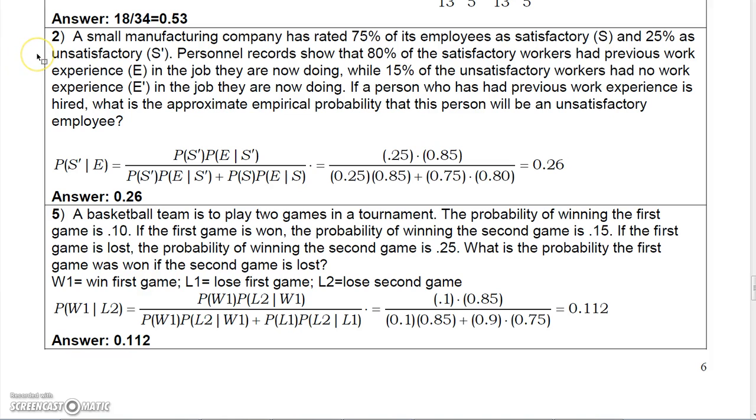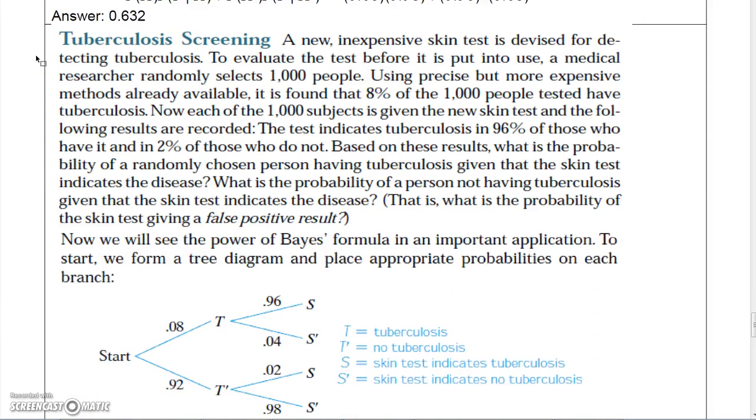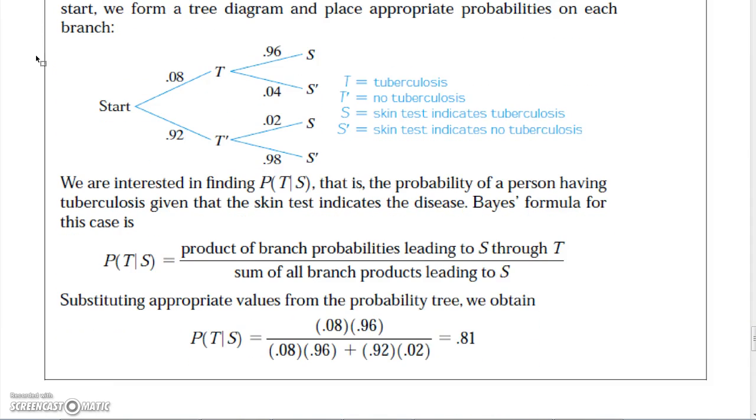I'm going to leave you with telling you to just freeze the page and look at number 2 and read through it and draw the diagram. Then go down here, look at this example, number 5, the one with Hansen's disease, and then draw the diagram and work through it. And then finally, I'm going to slowly scroll through here to the tuberculosis screening, and you can see it. And that's pretty much it on probability.